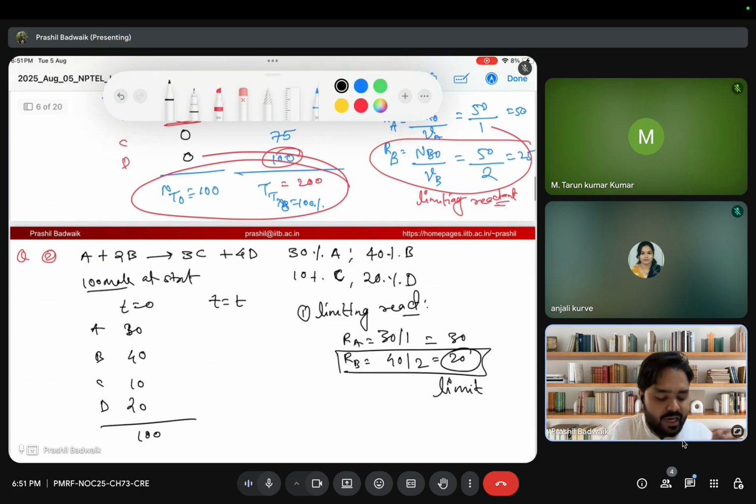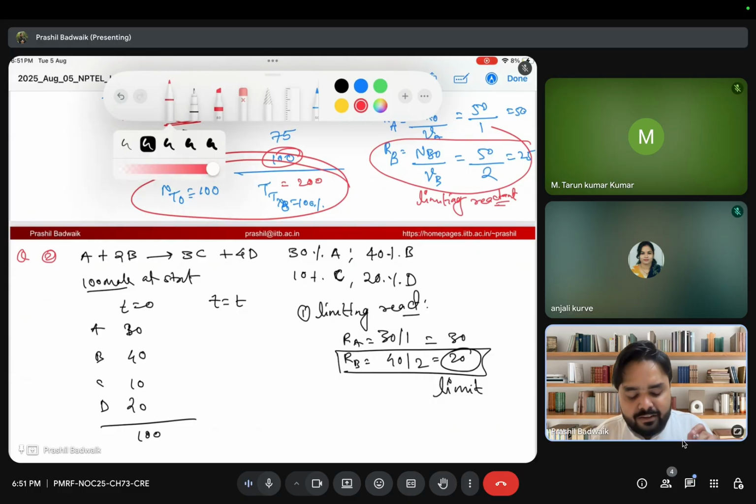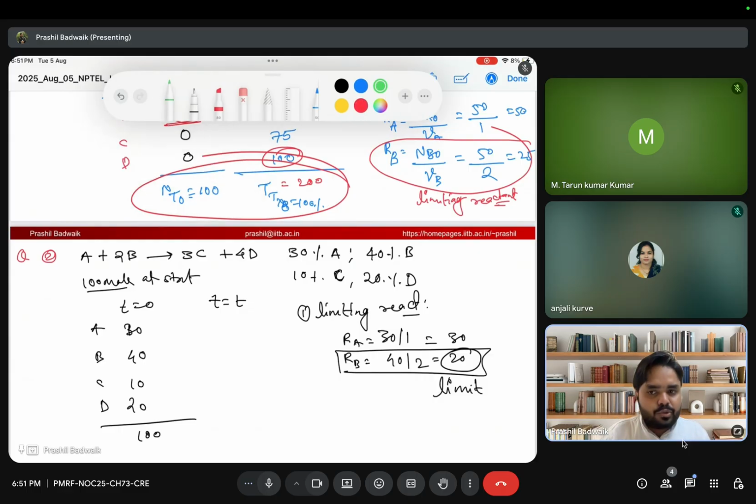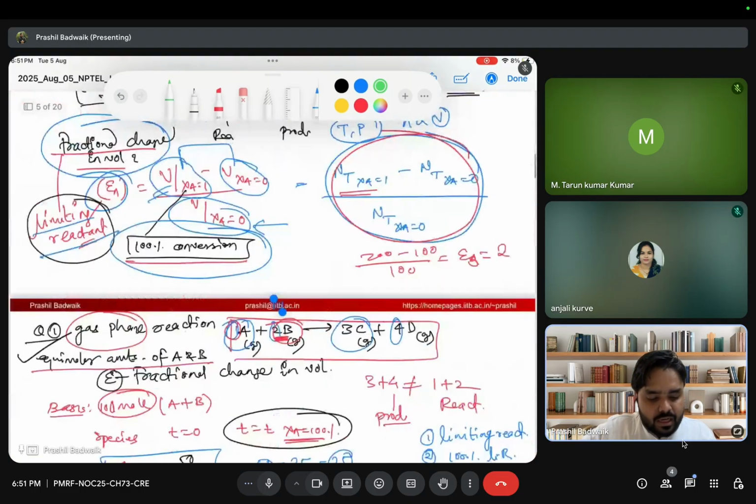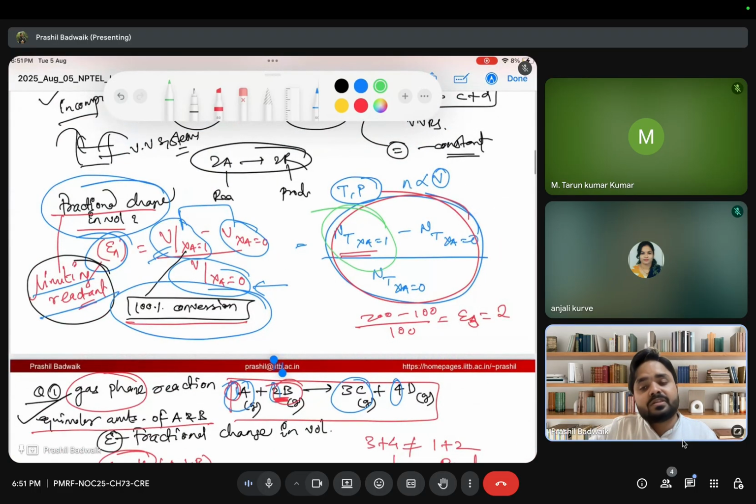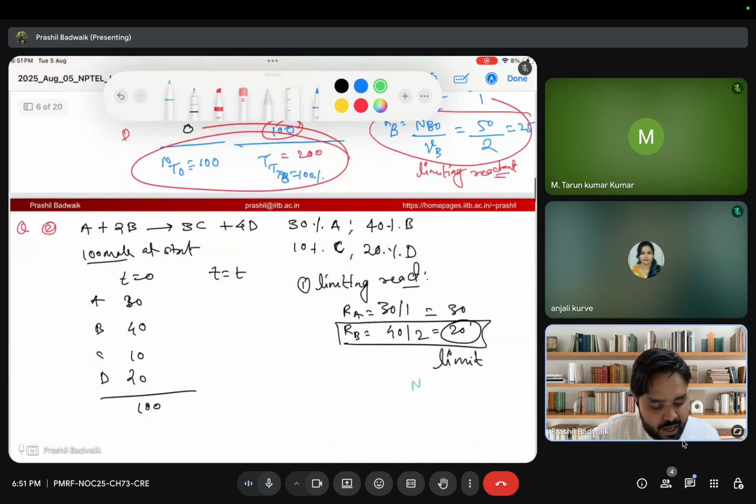Okay, so we have calculated the limiting reactant. Now you just tell me the number of moles of different components at time t equal to t. So the definition tells the number of moles at 100% conversion of limiting reactant. In our case it is B. That's why we will have the formula: nt at xb equal to 1 minus nt at xb equal to 0, divided by nt at xb equal to 0, which will give you epsilon B.